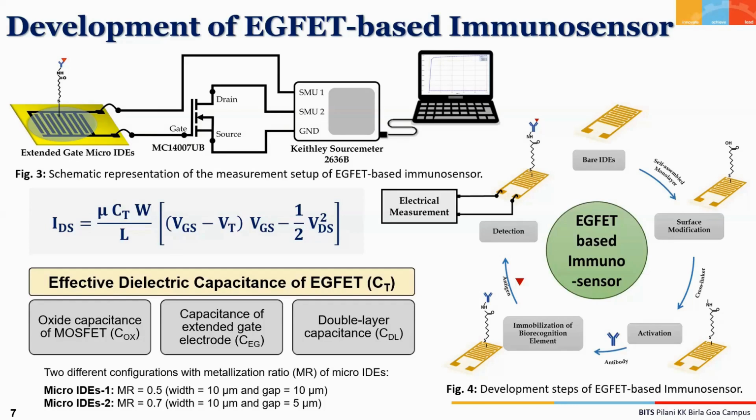But then the double layer comes into the picture when we do the biosensing. That means when the antibody-antigen interaction happens, this double layer capacitance will vary. So effectively, the first two, COX and CEG, remain constant. But based on the binding, based on the concentration of the analyte, the CDL will change, and that will be reflected in this equation as CT, and that is how IDS will change. Another thing is that this CDL should be large enough compared to COX and CEG, so that it can be detectable.